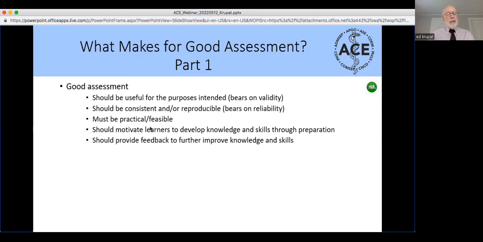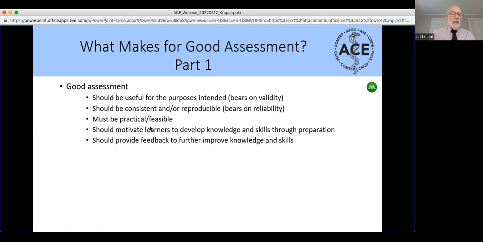One, good assessment should be useful for its intended purposes. And we'll talk in a moment about how that bears on the validity of assessment. But make sure you're assessing things and it has a good purpose. It should also be consistent and reproducible. That is, make sure that your tests don't just get random scores, but that students should be able to show some consistency over time on the assessments that they take.